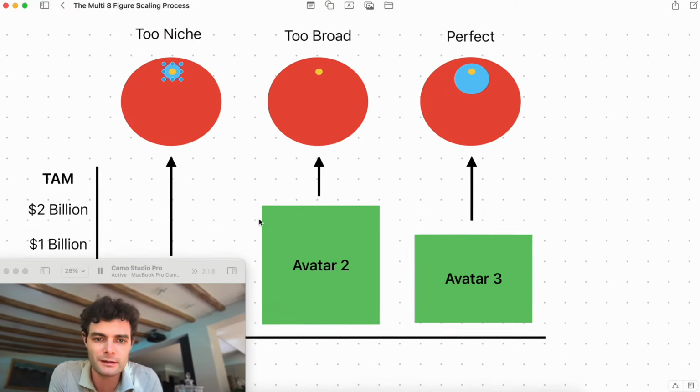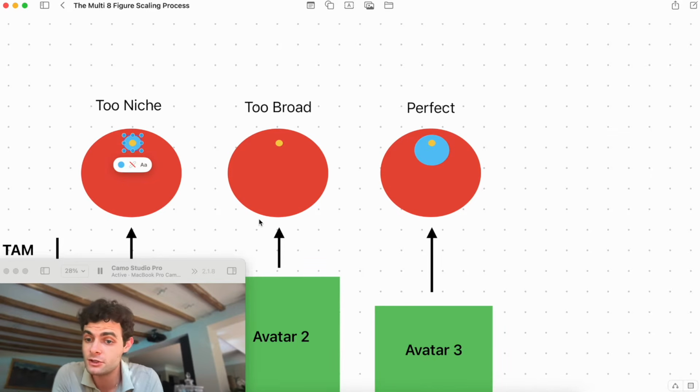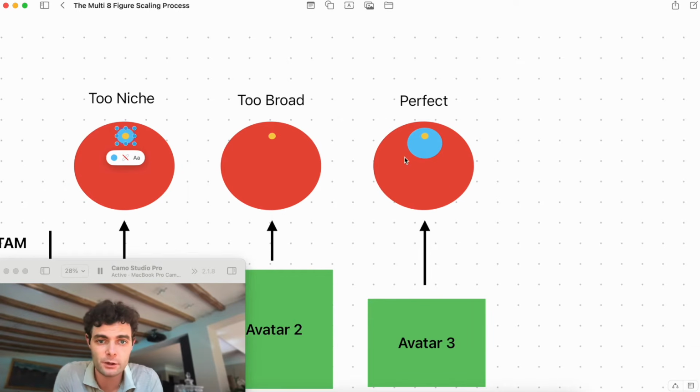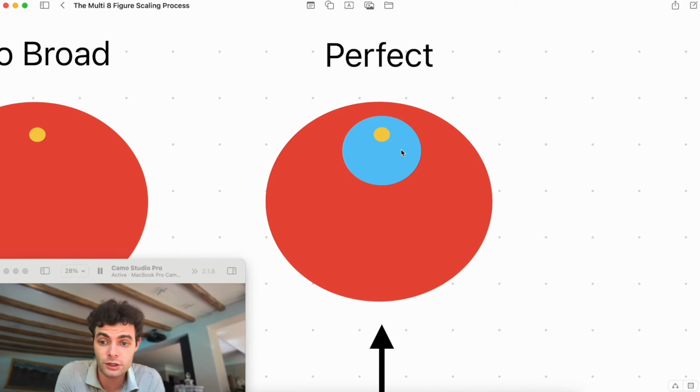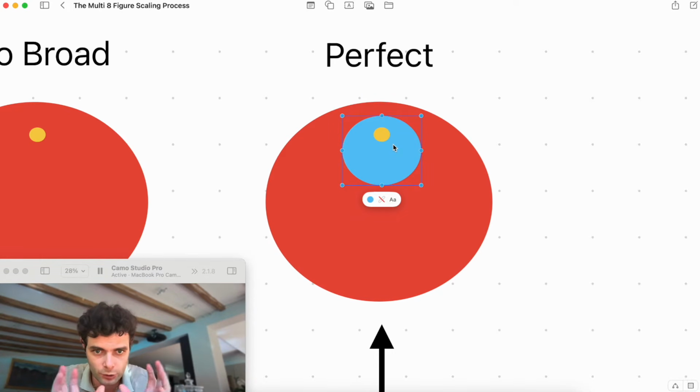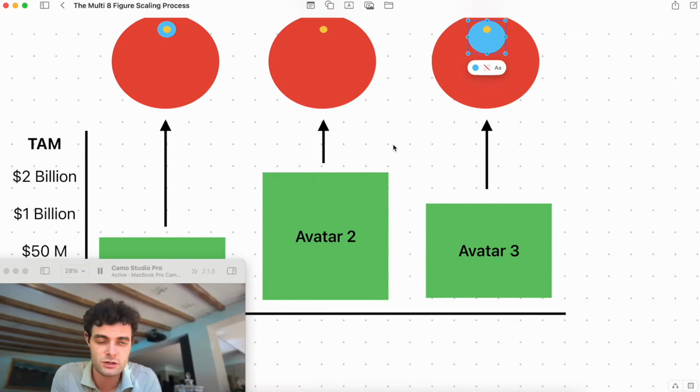So we typically want to go after 1 billion, 2 billion, 3 billion TAMs or something like that, where it's a perfect combination between not too niche and not too broad, where we can enter a market and enter a scenario where we are not competing against 300,000 brands, but we are creating our own kind of ecosystem, which is much more scalable.